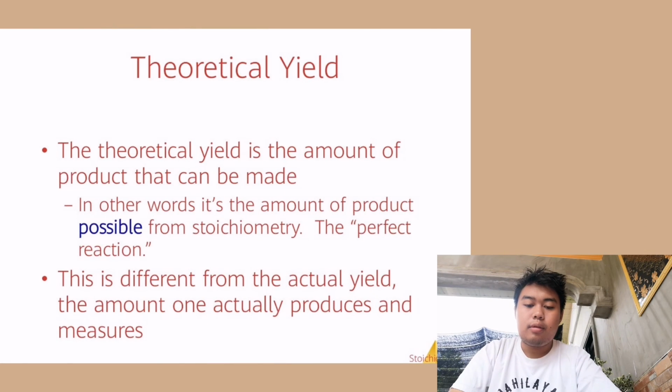Theoretical yield. The theoretical yield is the amount of product that can be made. In other words, it means the amount of product possible from the stoichiometry of the perfect reaction. This is different from the actual yield, the amount actually produced and measured.